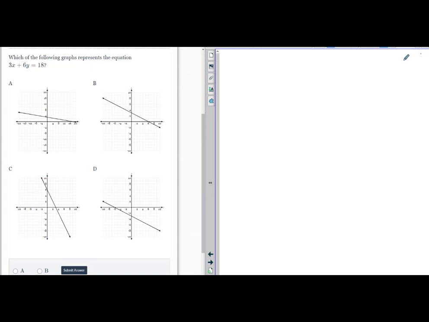Which of the following graphs represents the equation 3x plus 6y equals 18? Okay, so I'm just going to employ the same strategy. I'm going to take the equation, I'm going to rewrite it twice. 3x plus 6y equals 18.